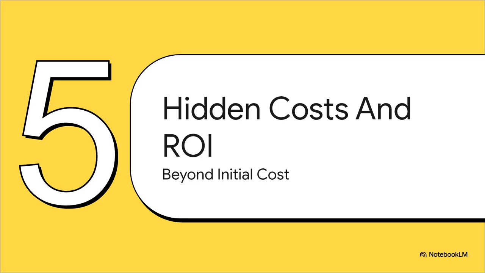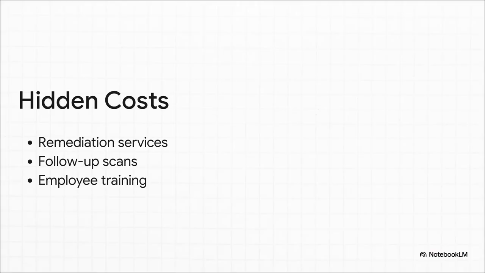Section 5. Hidden Costs and ROI. So, here's an absolutely crucial point. You have to budget for what happens after the assessment. Finding the holes in your security is literally only step one. Now you actually have to fix them. You need to budget for remediation services, which means paying the IT hours to actually patch systems and update software. Then you'll likely need follow-up assessments to ensure the fixes actually worked.